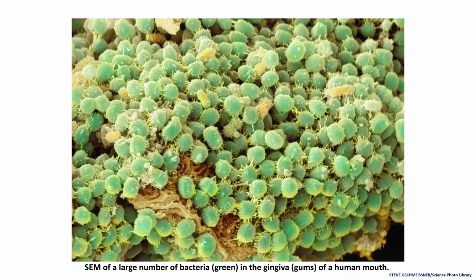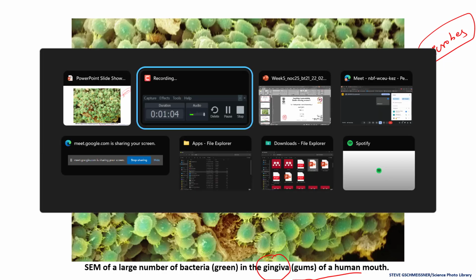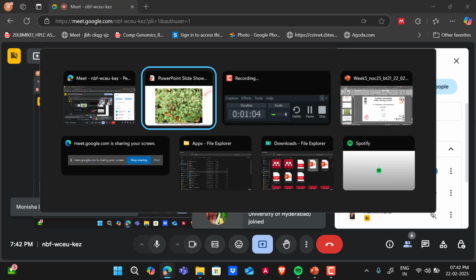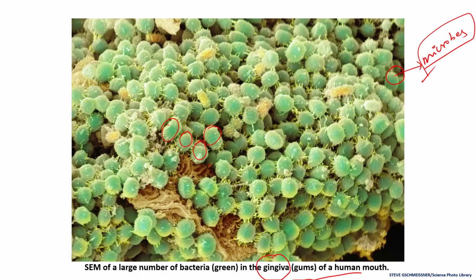Before that, this is a scanning electron micrograph of a number of bacteria in the body, especially in the gingiva, which is nothing but the gums of a human mouth. See how many microbes are there in the gums. These green colors, these are all microbes.